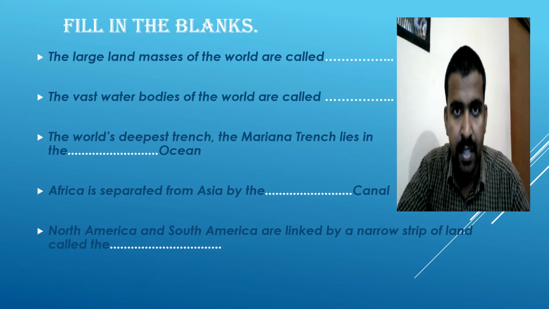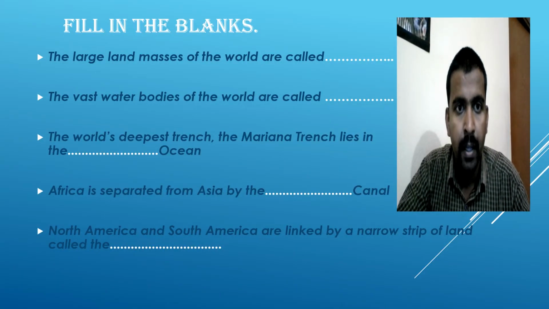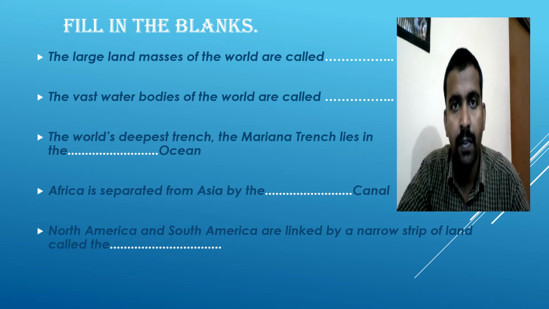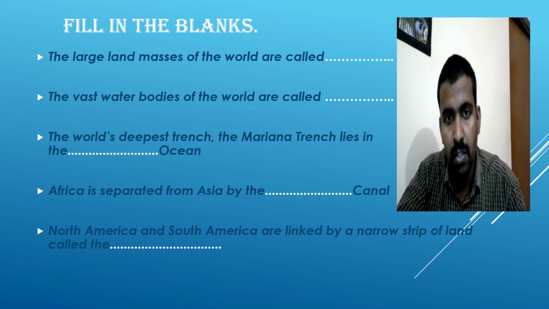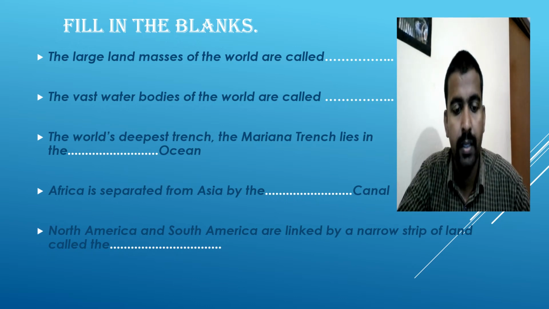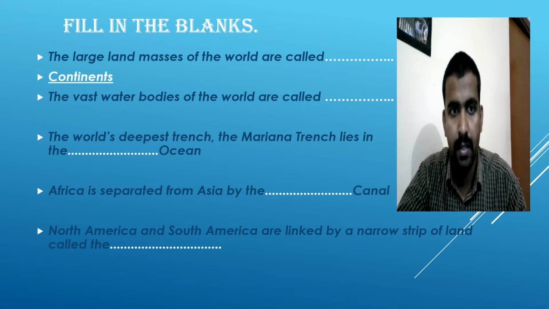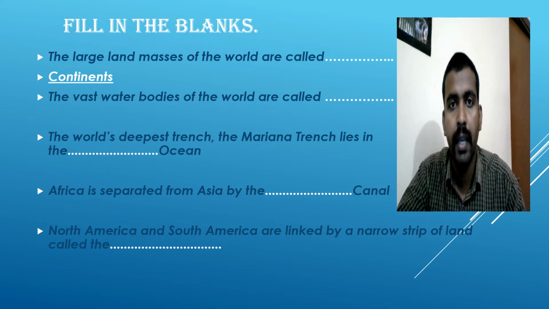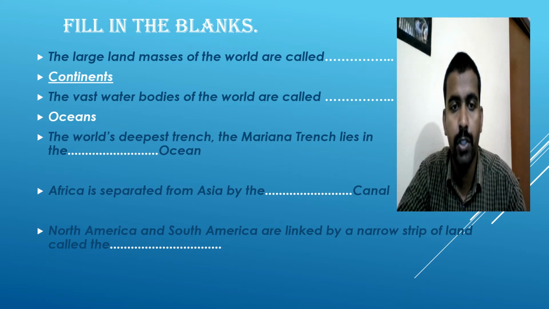As we have completed this topic, let us discuss the fill in the blanks which are given in the exercises. The first question is, the large land masses of the world are called dash. The answer is continents. The vast water bodies of the world are called dash. Answer, oceans. The world's deepest trench, the Mariana Trench, lies in the dash ocean.